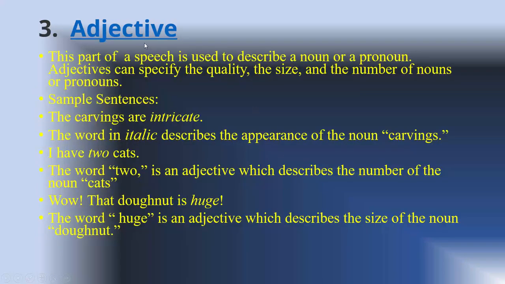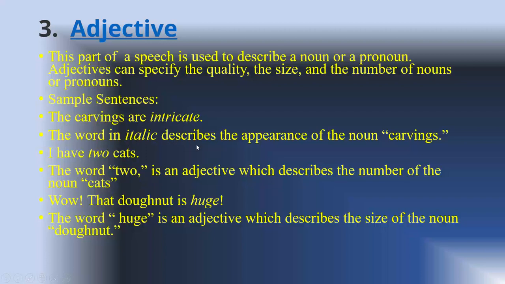So, the adjective. This part of speech is used to describe a noun or a pronoun. Adjectives can specify the quality, the size, and the number of nouns or pronouns. For example, the carvings are intricate. Carvings mean something engraved on a stone or on a piece of wood. Intricate means very delicate, very accurate, very nice.